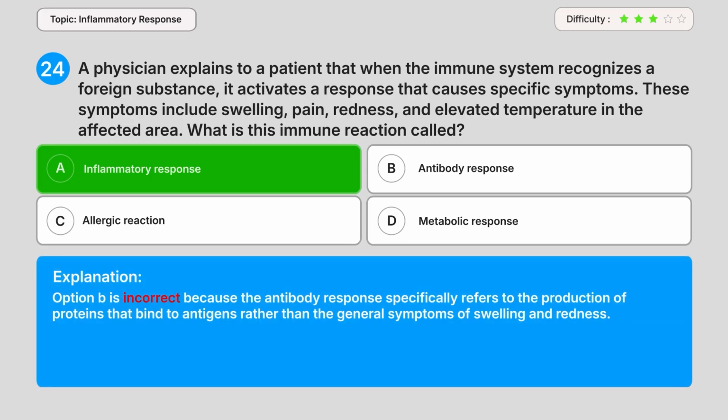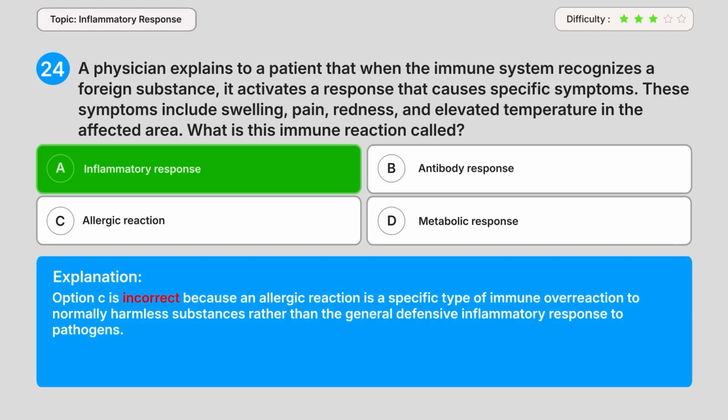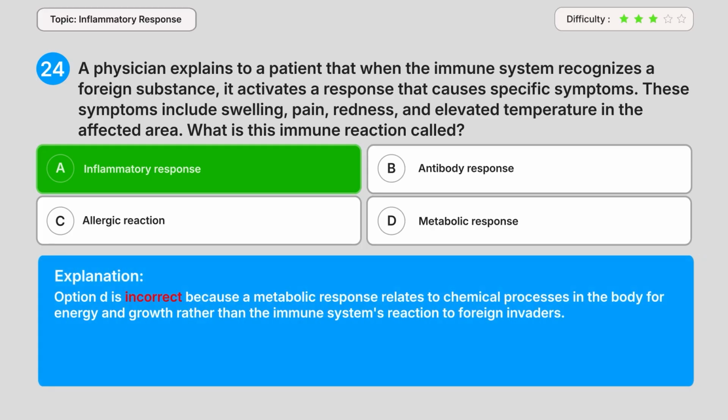Option B is incorrect because the antibody response specifically refers to the production of proteins that bind to antigens rather than the general symptoms of swelling and redness. Option C is incorrect because an allergic reaction is a specific type of immune overreaction to normally harmless substances rather than the general defensive inflammatory response to pathogens. Option D is incorrect because a metabolic response relates to chemical processes in the body for energy and growth rather than the immune system's reaction to foreign invaders.